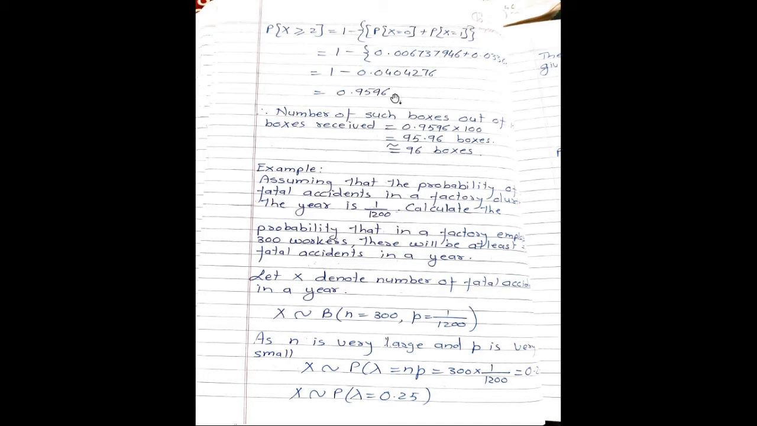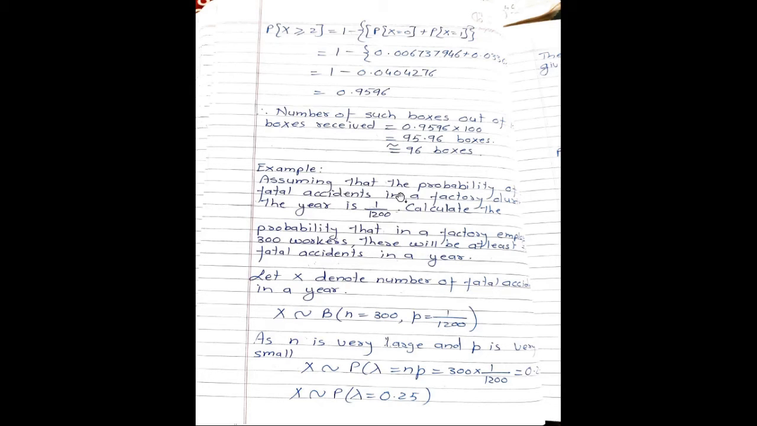But we are expected to find the number of boxes. So therefore, the number of such boxes out of 100 boxes received is equal to 0.9596 into 100. So the answer is 95.96 boxes, so approximately 96 boxes. Next example.